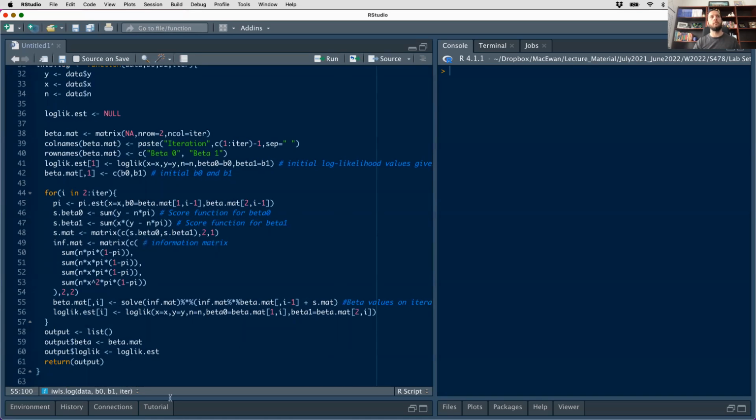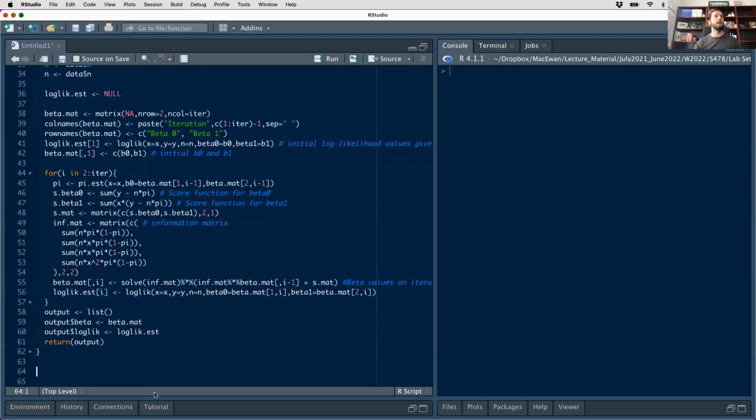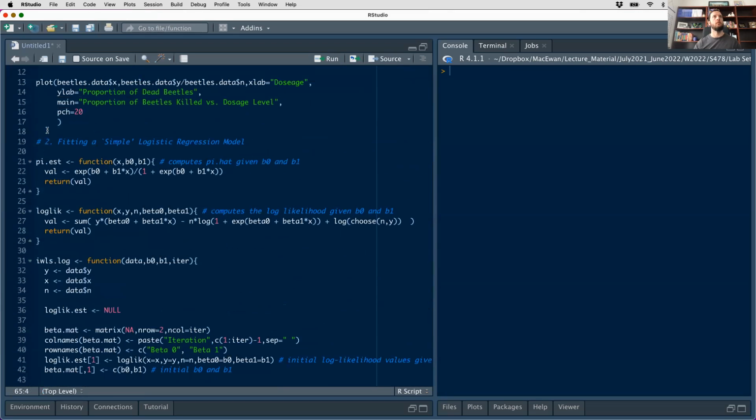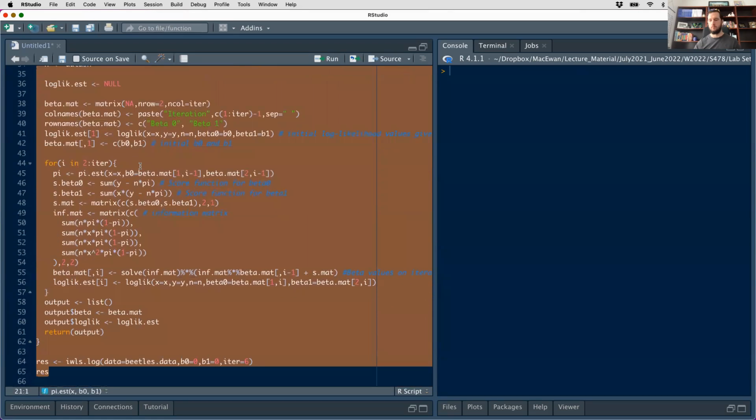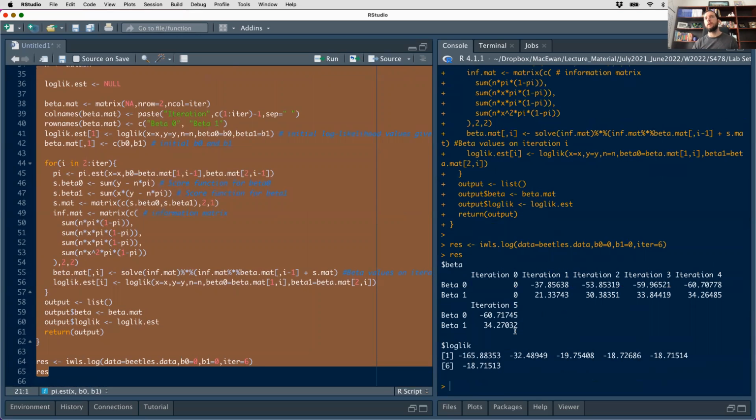Okay, so that's pretty much all there is to it. So let's take a look at the output here. You can see that we ended up on iteration 5. We have beta 0 is negative 60.717. If you recall from lecture set number 5, this is the same beta 0 that we had at convergence yesterday. And beta 1 is 34.270. And here's the log likelihood value.